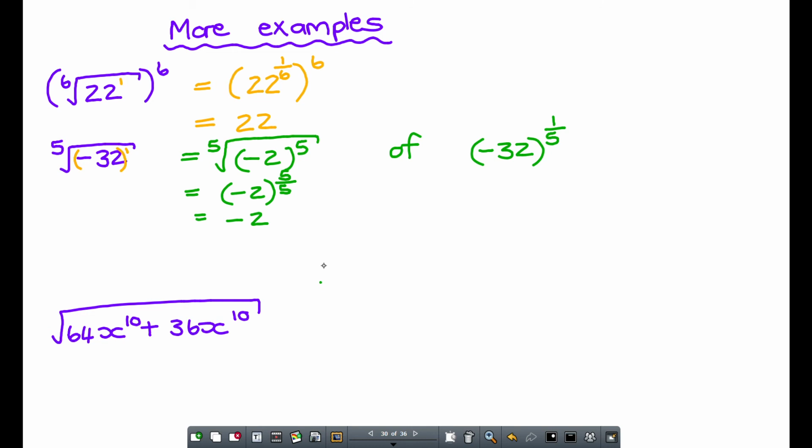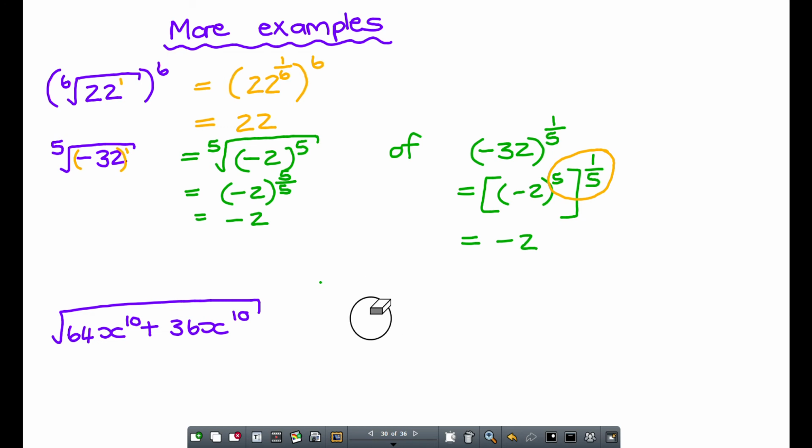Now, because I've got to the power of 1 over 5, I want to make this in exponential form as well. So then I say minus 32 is the same as minus 2 to the power of 5, and it's still to the power of 1 over 5. And then I've got to multiply those two exponents, which means that my answer will still just be minus 2.